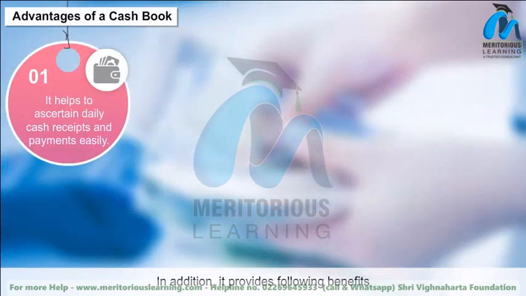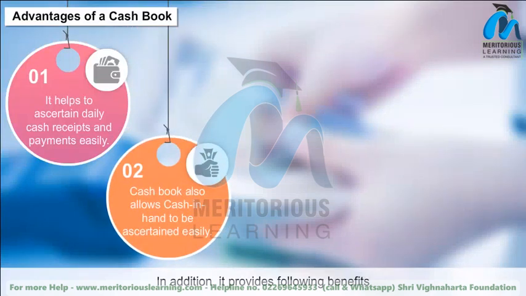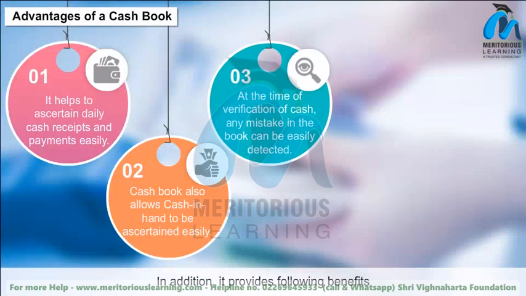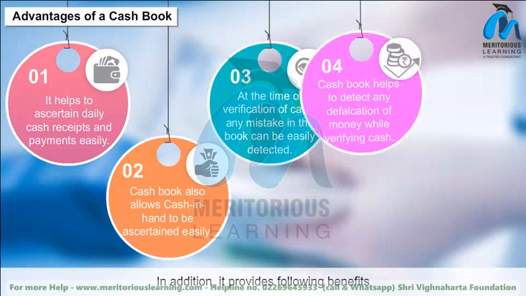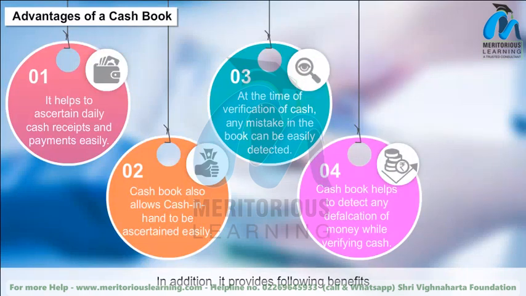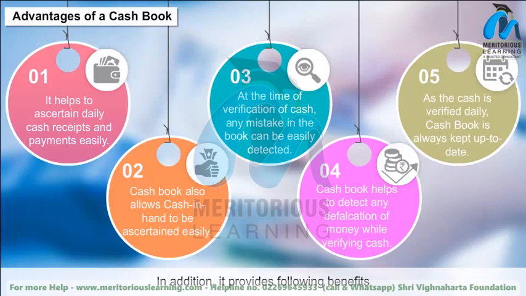1. It helps to ascertain daily cash receipts and payments easily. 2. Cash book also allows cash in hand to be ascertained easily. 3. At the time of verification of cash, any mistake in the book can be easily detected. 4. Cash book helps to detect any defalcation of money while verifying cash. 5. As the cash is verified daily, the cash book is always kept up to date.